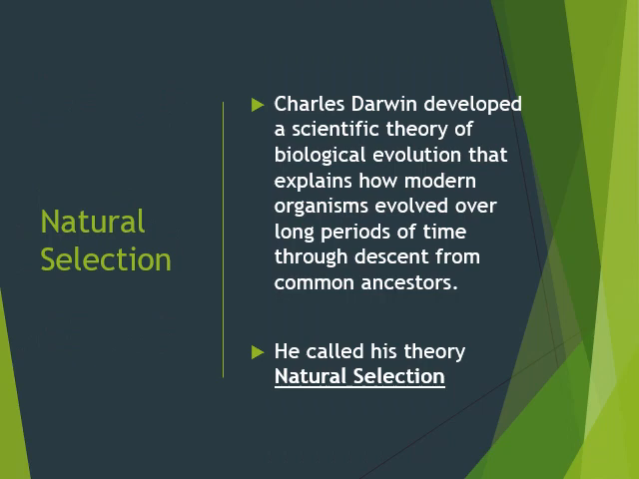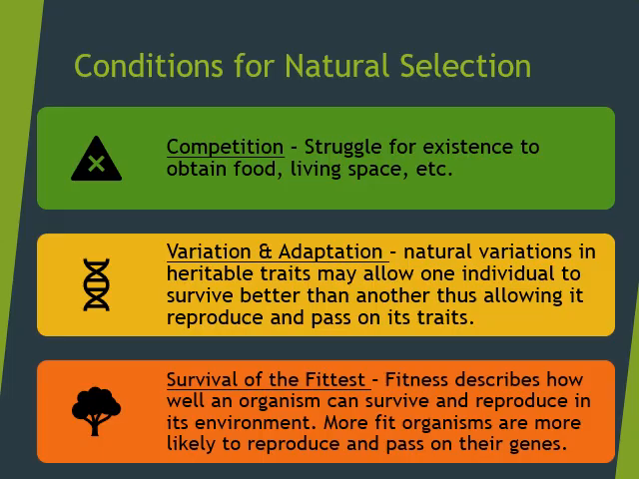Moving on from there, we started to talk about natural selection and evolution. Charles Darwin developed a scientific theory of biological evolution that explains how modern organisms evolved over long periods of time through descent from common ancestors, and he called this theory natural selection. It's basically survival of the fittest.